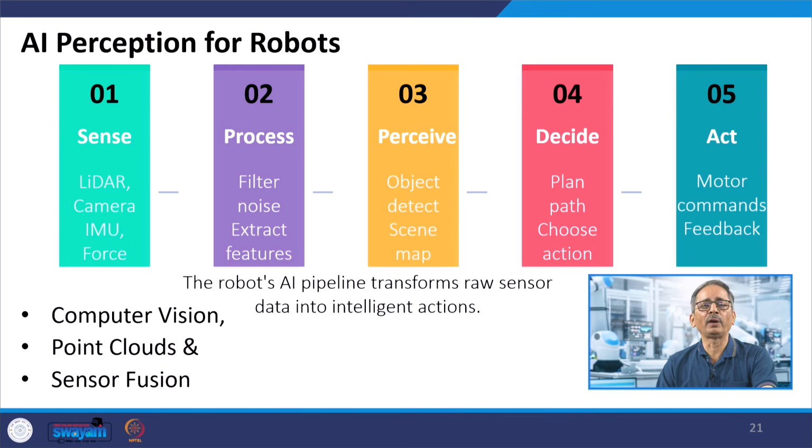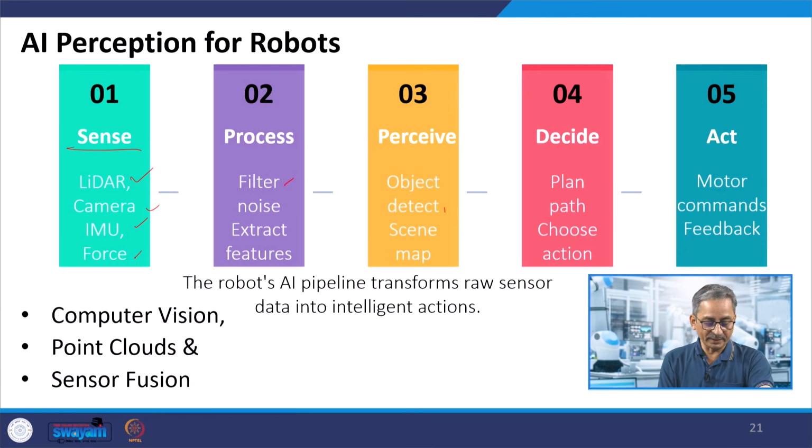Next, let us see what AI perception for robots is. In AI perception, first we try to sense, and for sensing we use sensors, say LiDAR, camera, IMU, or force sensors. Through these I can sense, then I process those sensor data. We can filter it and remove the noise, then perceive: detect objects and create the scene map. Then decide, that is, plan the path and choose the action, and then we can act. So, we can have the motor command and feedback.